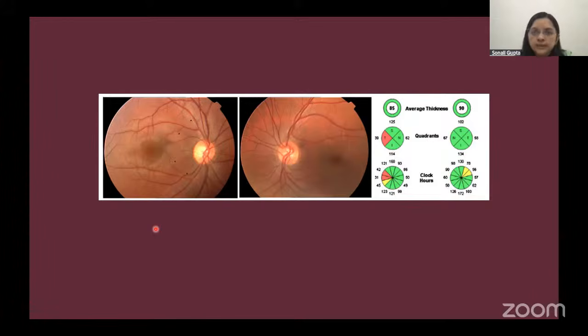Like in this case, this is a case of diagnosed multiple sclerosis presenting with a typical optic neuritis of the right eye. At presentation, there was a mild temporal disc pallor because the visual loss had been going on for a while. On OCT, it correlated with the loss of retinal nerve fiber layer in the temporal quadrant of the right eye. So it correlated with the disc pallor.